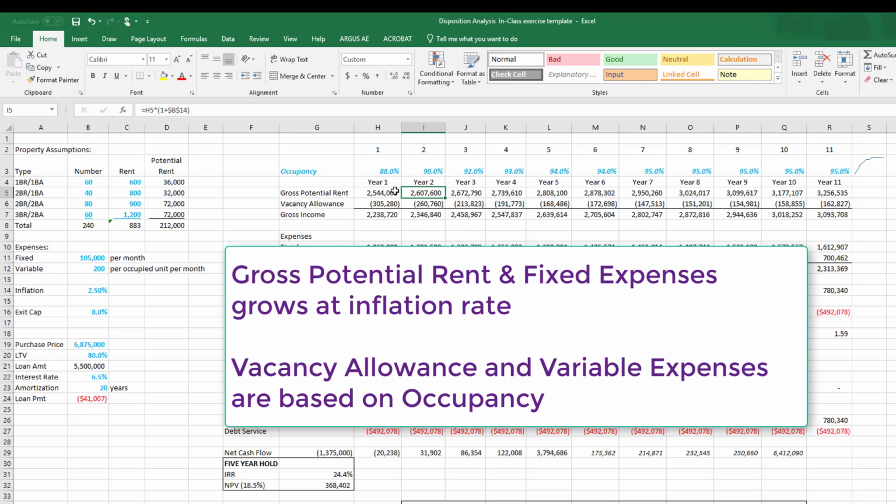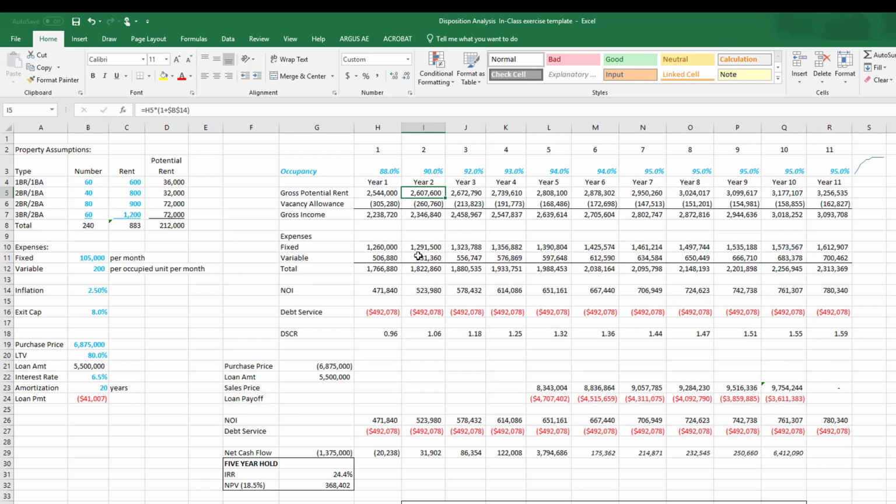Don't worry too much about the inflation, except for this line, the revenues, and then these lines, the expenses are also changing by that inflation rate of 2.5%. So gross income is marching up over time because occupancy is marching up over time. The fixed expenses, I already told you that, $105,000 per month. We multiply it times 12. It's going to grow at 2.5% per year.